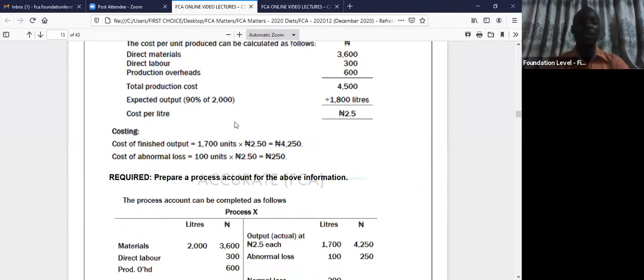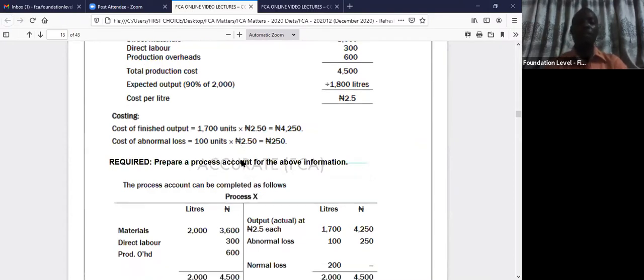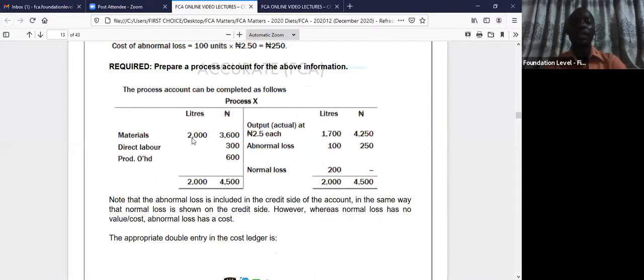Okay, so if you see it here, that's what is happening. You are valuing them at 2,250 kobo. Now look at how your process account will look like. Left-hand side remains unchanged. Quantity of material and the value, conversion cost, same as before. Your output is valued at 2,250 kobo. Then your abnormal loss is valued at that same 2,250 kobo.